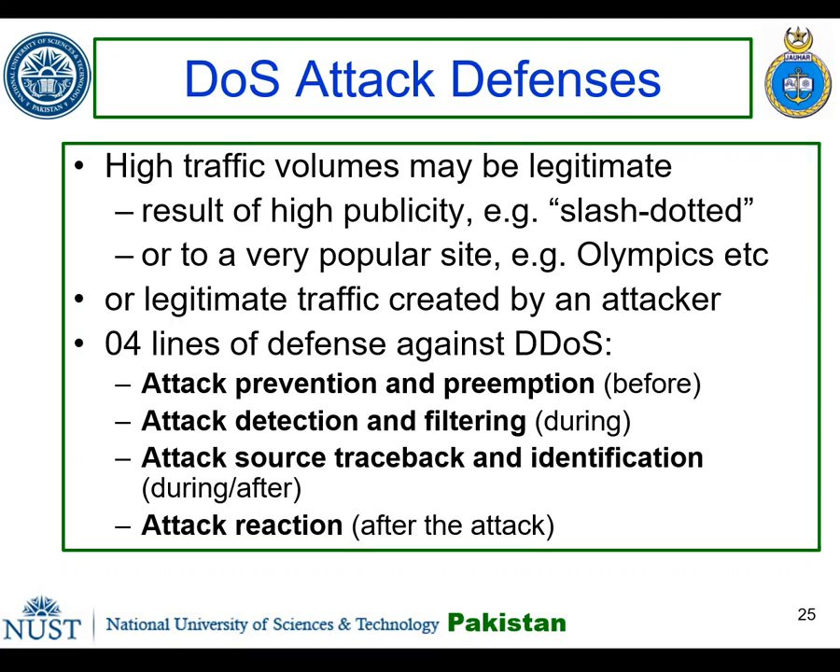Attack source traceback and identification is during and after the attack. This is the third one. This is an attempt to identify the source of the attack as a first step in preventing future attacks. Number 4 is attack reaction, that is after the attack. This is an attempt to eliminate or curtail the effects of an attack.